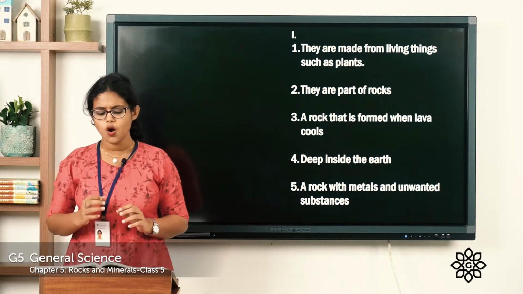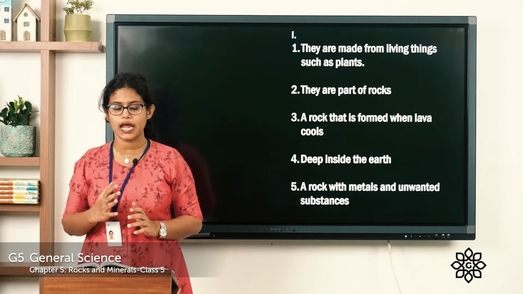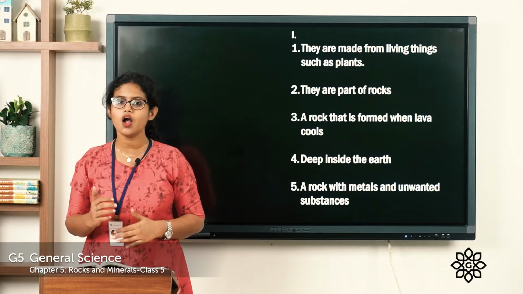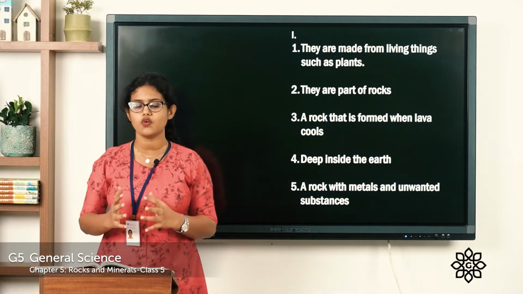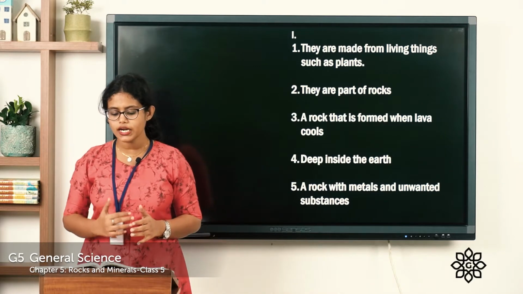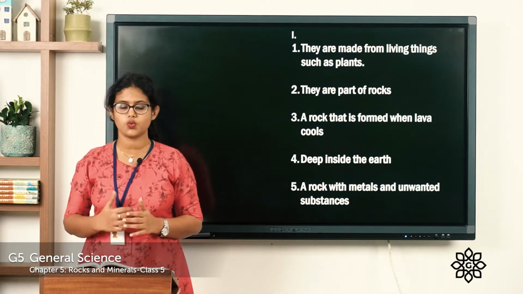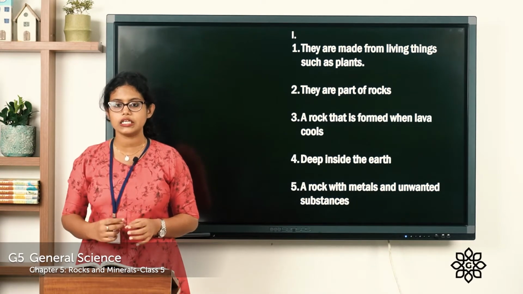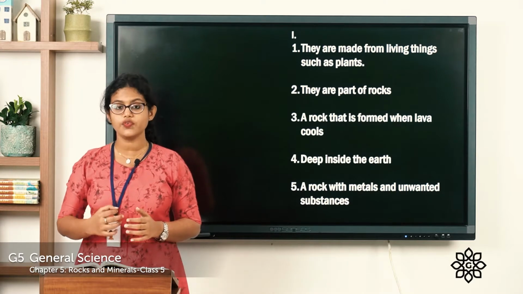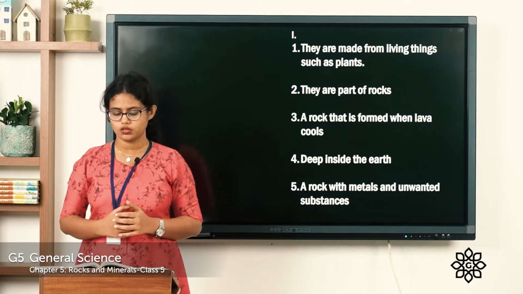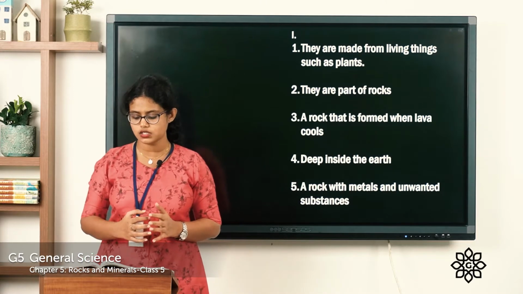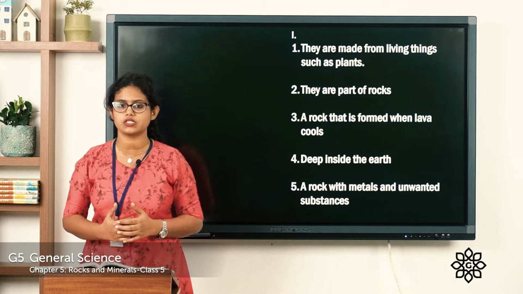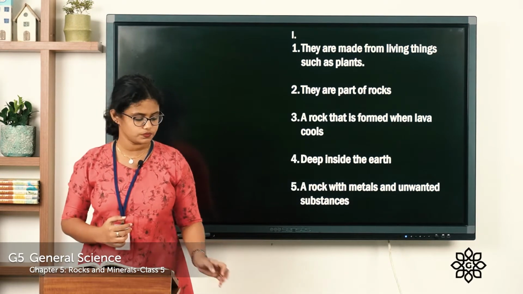The third question, what is an igneous rock? So what is the answer? The answer is first one, a rock that is formed when lava cools. This is how igneous rock form. The fourth question, where are metamorphic rocks formed? So where do they form? They form deep inside the earth. So the answer is deep inside the earth. The fifth question, what is an ore? So what is the answer for the fifth one? The answer is the second one, a rock with metals and unwanted substances. We call them as ore.